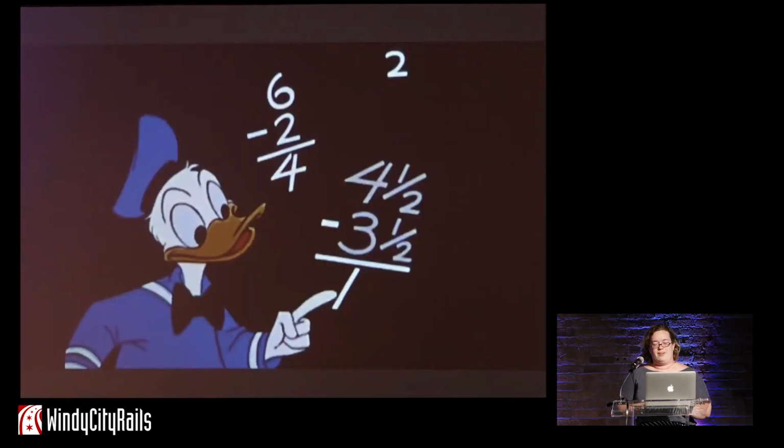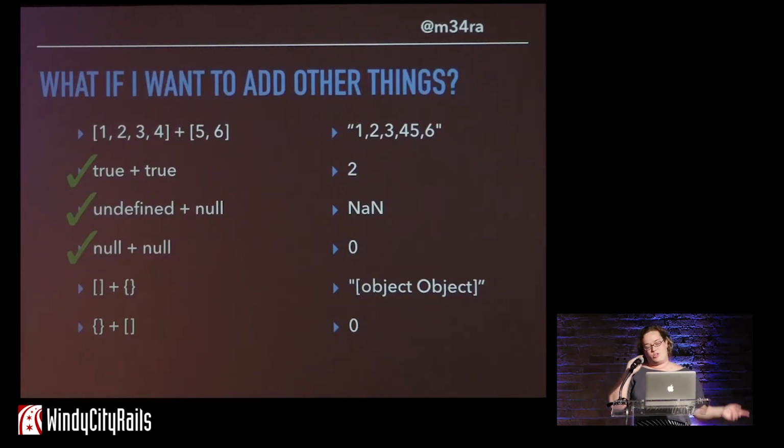So if we go back here, take our little knowledge and do some math. We have true plus true. That turns into 1 plus 1, so we get 2. That makes sense. Undefined and null, we have not a number plus 0, which is not a number. 0 and 0 is 0, so we've got 3 out of our 6 examples here kind of figured out. But we've still got these other problem children.